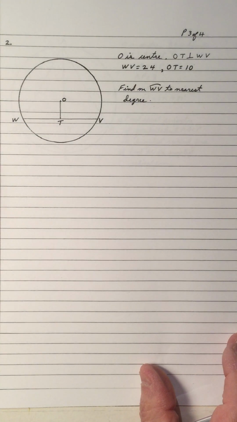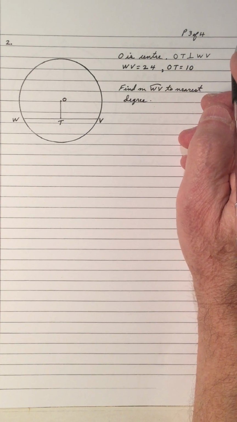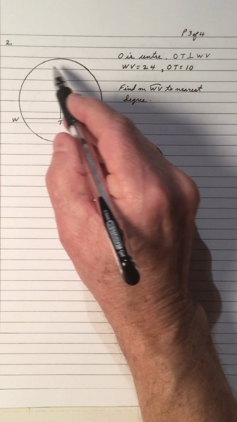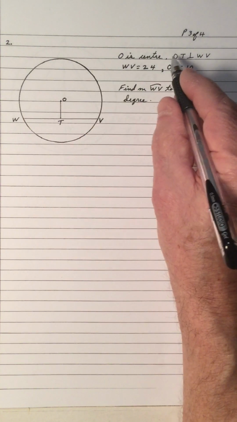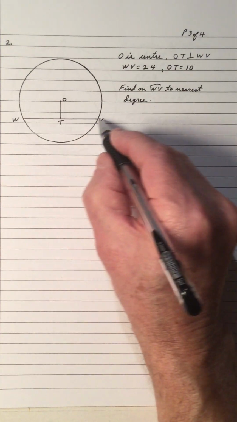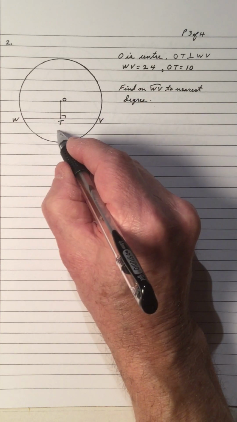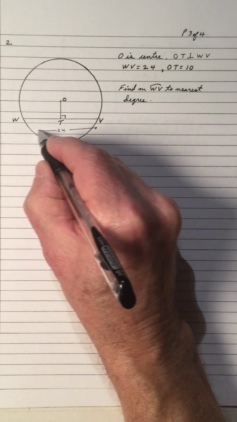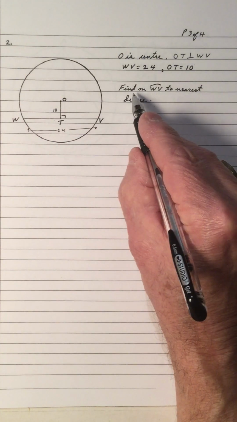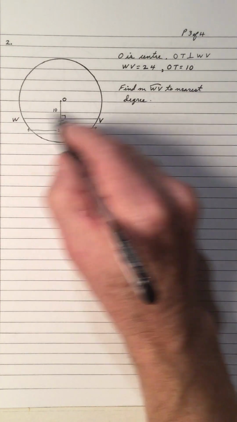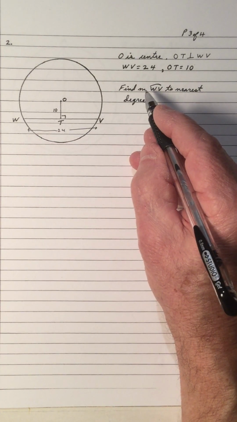Again, the more problems we can do, hopefully the better you can understand this unit. These are some extra problems that I've added. I have a circle, and O is the center. OT is perpendicular to WV, and WV is 24, so that's 24 from there to there. OT is 10, and it says find the measure of the arc WV to the nearest degree.